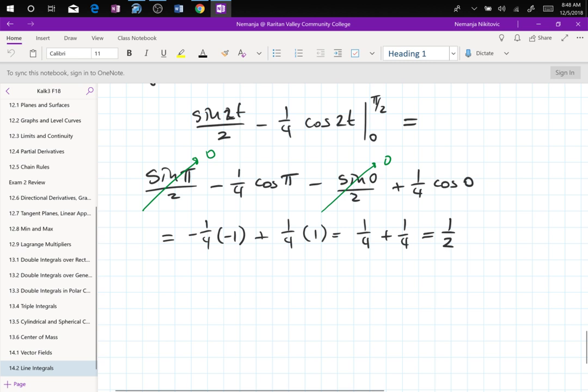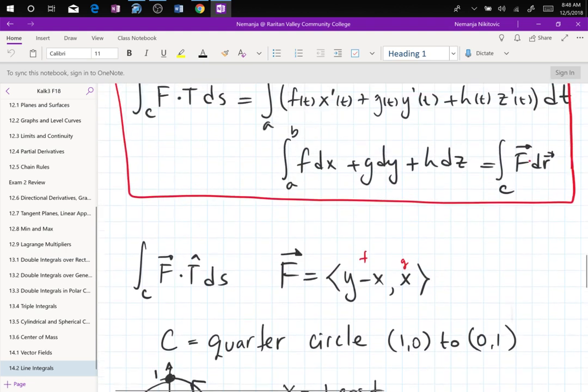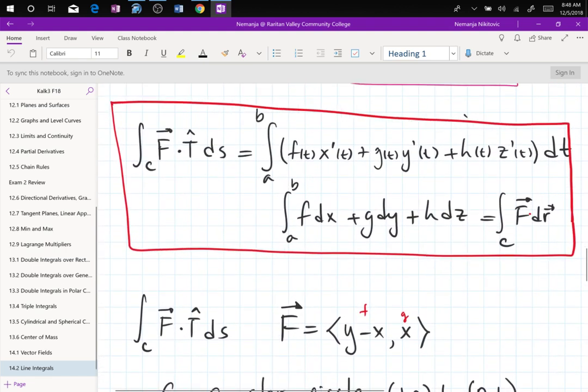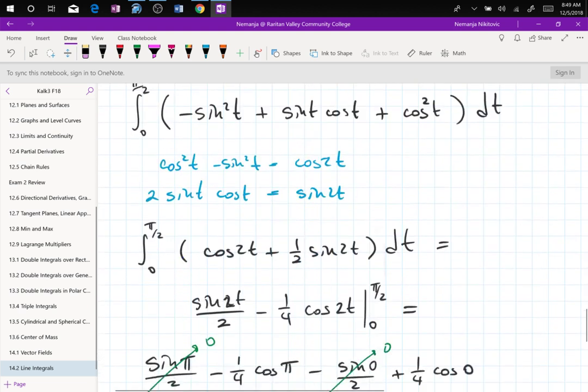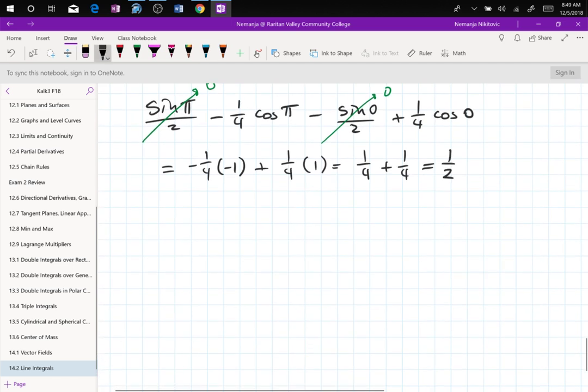And so we said that we have the vector field version of the line integral, and I want to take a look at one more example so we know what's going on. One of the applications of this line integral would be the work integral.